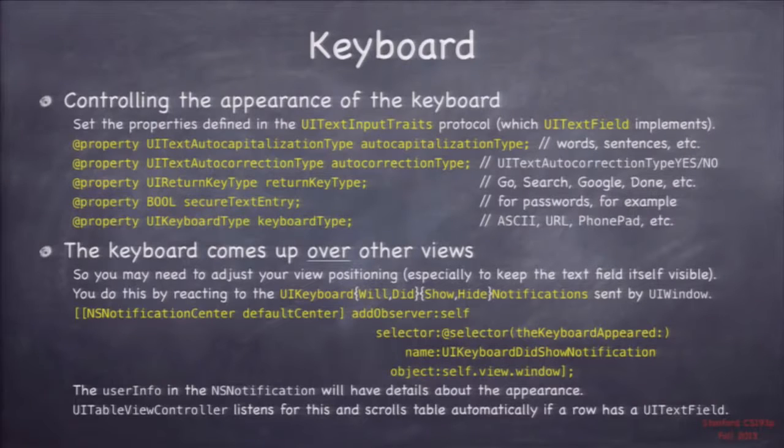The only class in the UI Kit that will move the thing automatically for you is UI table view controller. So if you have a row in a table view that's in a UI table view controller and it's editable text and you bring the keyboard up, it'll automatically scroll the table view to move it. Okay, so that's the only one that automatically does it. Otherwise, it's your responsibility to move anything that gets obscured by the keyboard.